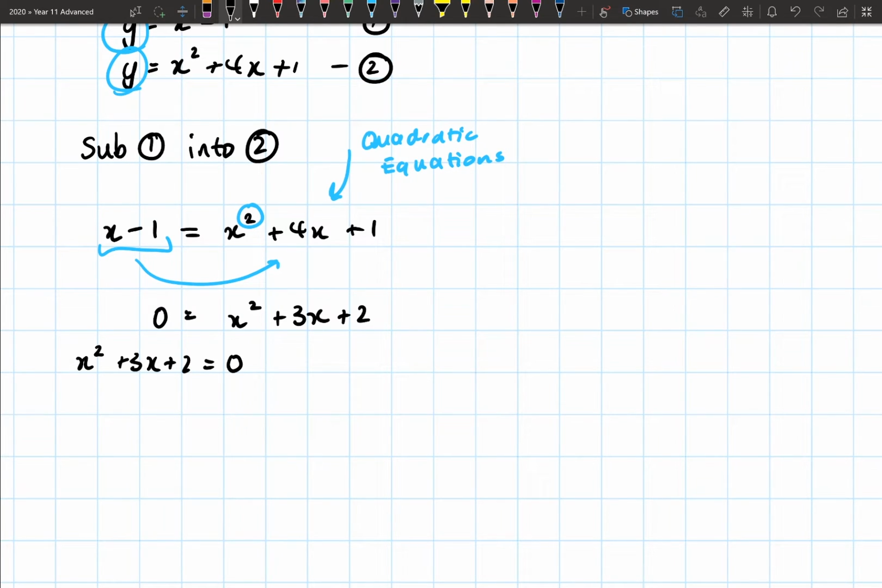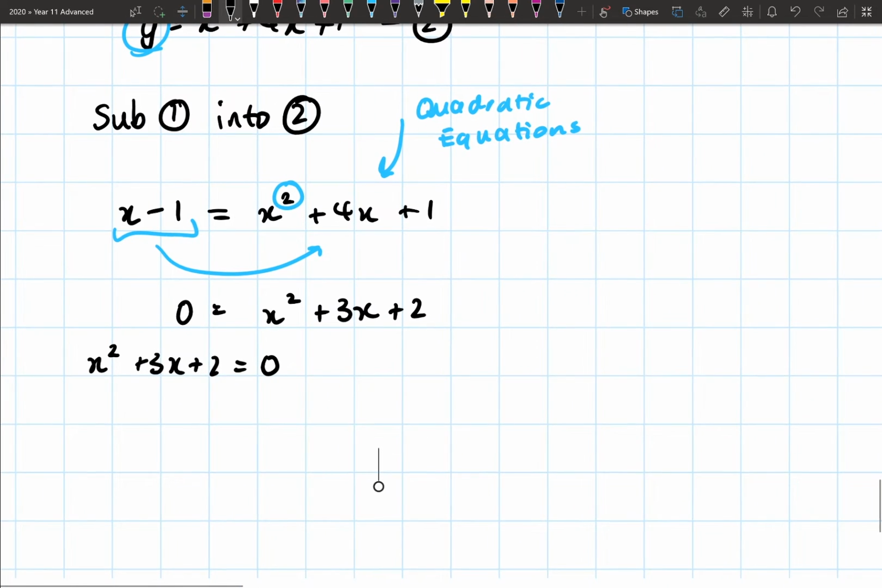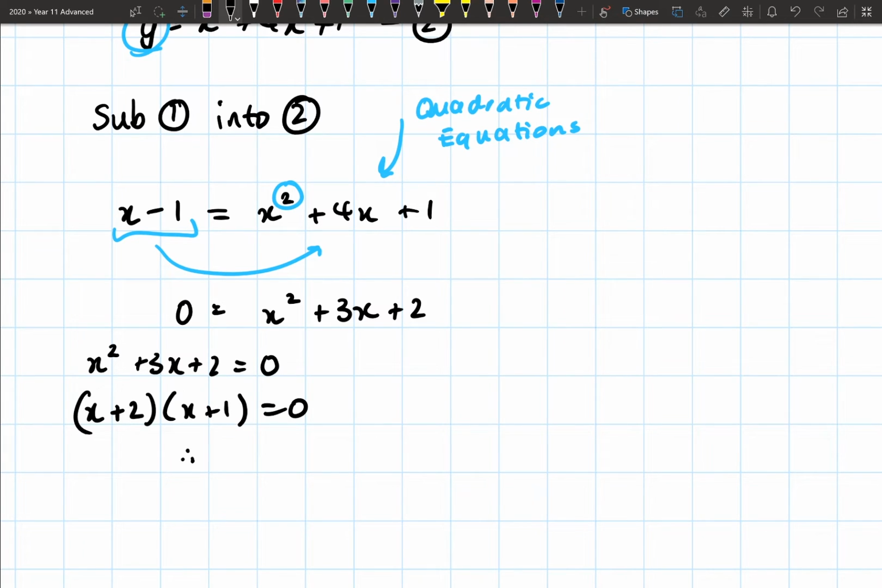Now that I've done this, we've gone through a few different ways of solving this. The way that is easiest is by factorizing. So here I'm going to try and factorize my quadratic expression. I've got x squared plus 3x plus 2. So I know that that's x plus 2, x plus 1 is equal to 0. Therefore, I'm just going to solve for each of those linear factors. So x plus 2 is equal to 0 gives me x is equal to minus 2. Or x plus 1 is equal to 0 gives me x is equal to minus 1.